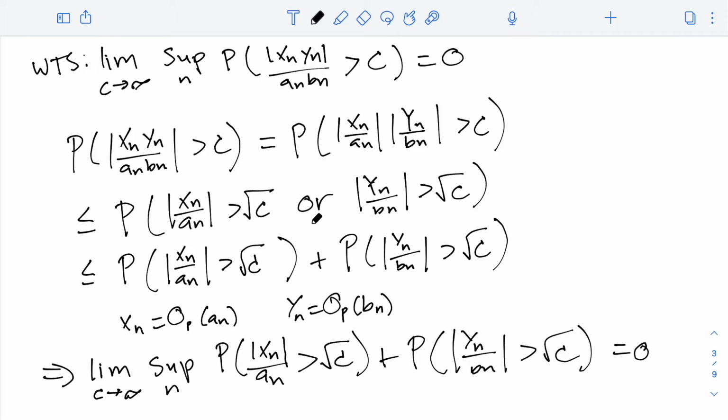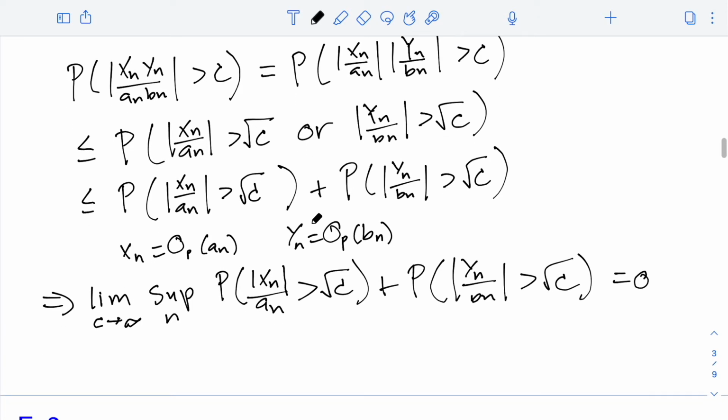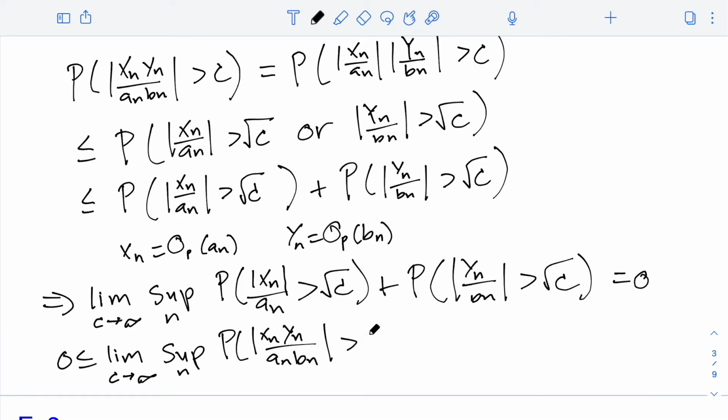So if we take a supremum over n and then we take a limit as c goes to infinity, then what we will end up getting is exactly what we saw in the previous part. 0 is less than or equal to the limit as c goes to infinity of the supremum over n of the probability that Xn Yn over an bn is greater than c, which, as we just saw from this bound, is going to be less than or equal to 0, which means that this limit is actually going to be equal to 0, which then completes our proof.